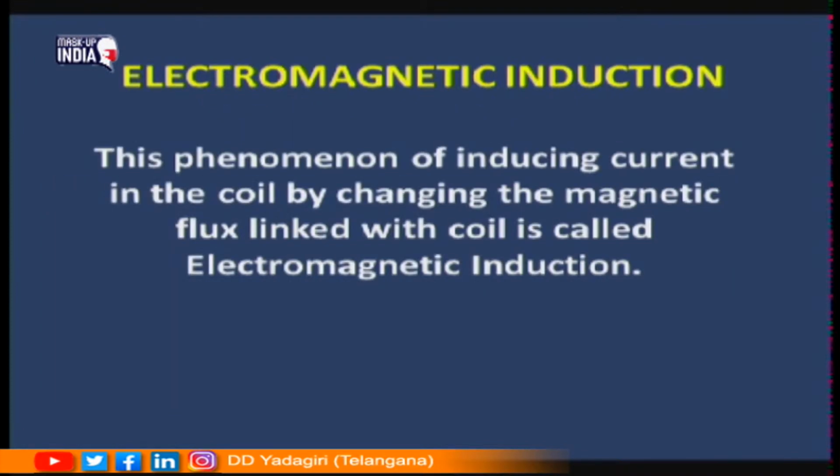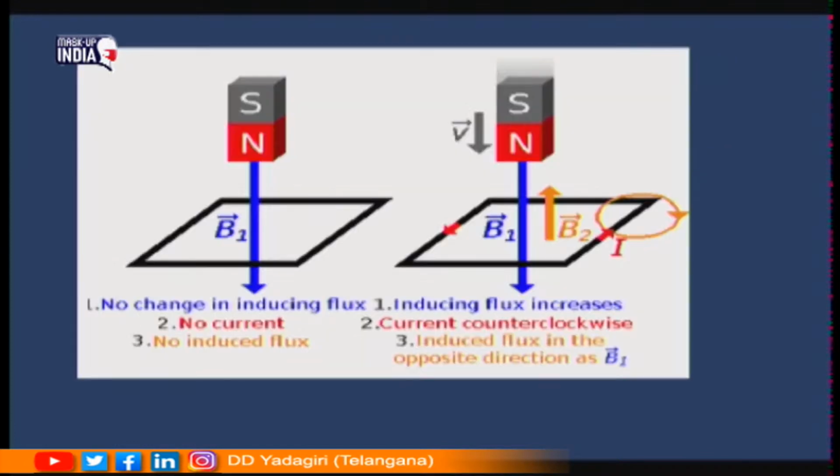We discussed electromagnetic induction, which is the phenomenon of inducing current in the coil by changing the magnetic flux linked with the coil. We have seen the direction of the induced current will be in such a way that it always opposes the change that produced it. So, if there is a coil and a magnet close to it, as long as there is no movement, there will not be any kind of current induced. Whereas, if we make the magnet move close to the coil, there will be a current which will be induced and it will be anti-clockwise.